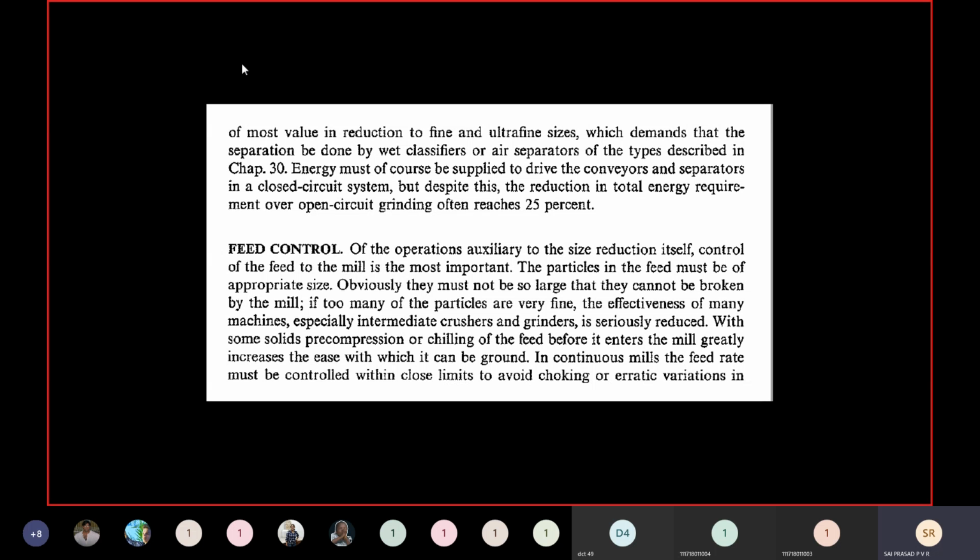Remember, in our unit number 1, we have to differentiate between efficiency and effectiveness. Efficiency and effectiveness are two different things. We are supposed to understand them in our unit number 4.